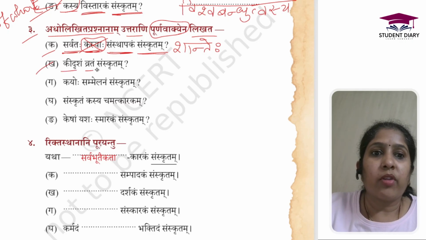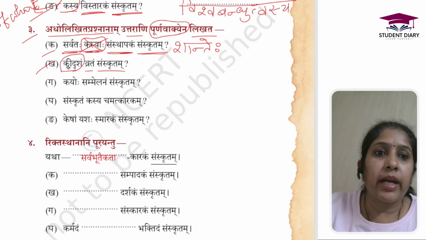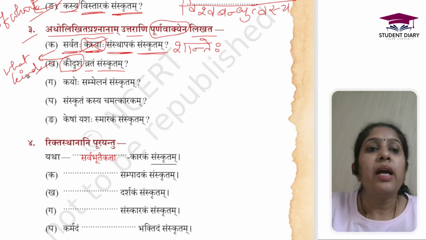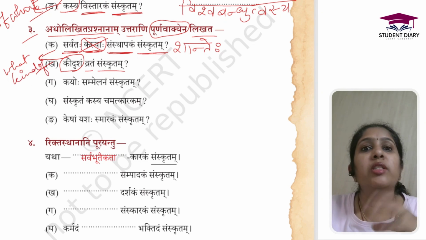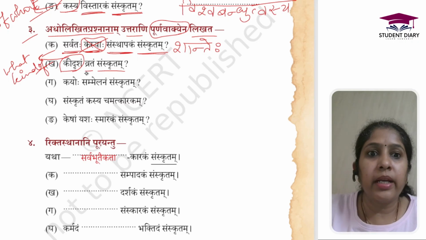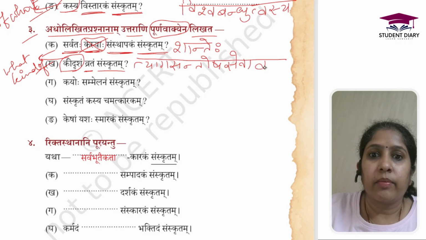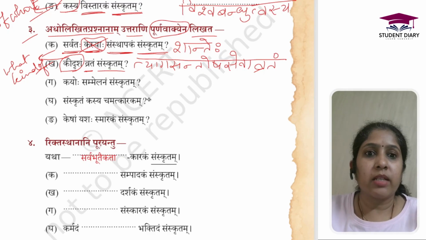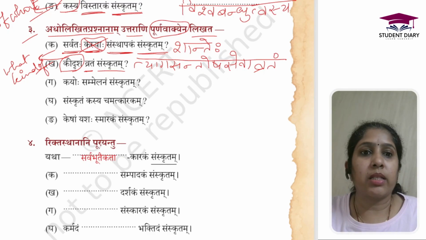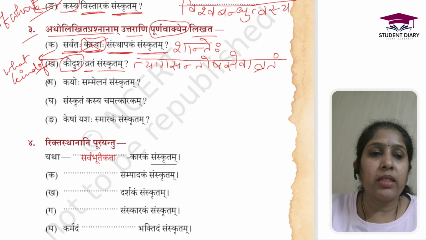Next one. Kidrisham vratam sanskritam. So kidrisham means what kind of, right? So now the answer is going to be an adjective. Kidrish question word is used for an adjective as an answer. Right? So vratam is like determination. Sanskrit is a determination of what? It's a vrat of what? So it is going to be tyag, santosh, seva, then vratam. Correct? So together you write. So the answer will become Tyag Santosh Seva Vratam Sanskritam. Fine. I hope everyone has understood.